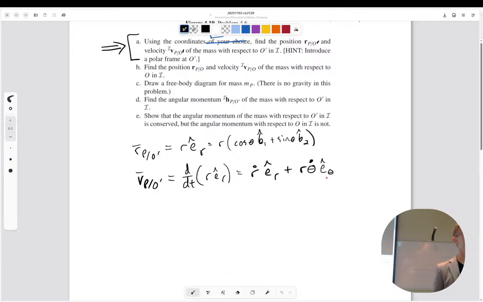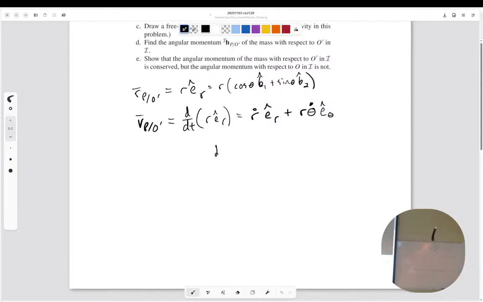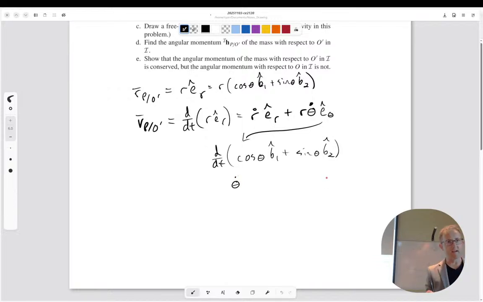Yeah. Why wouldn't we be taking the derivative of the cosine theta b1 plus sine theta b2 function? You want to do it? I'm just wondering why. Let's write it out. So the derivative of cosine theta is going to be theta dot times sine theta. Is it positive or negative? Negative.